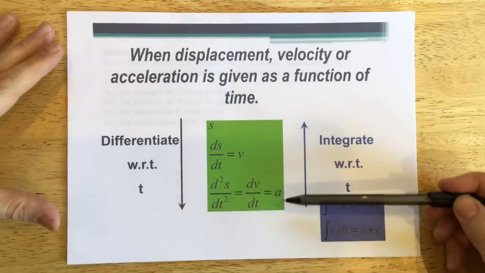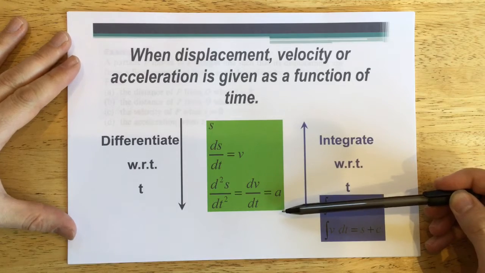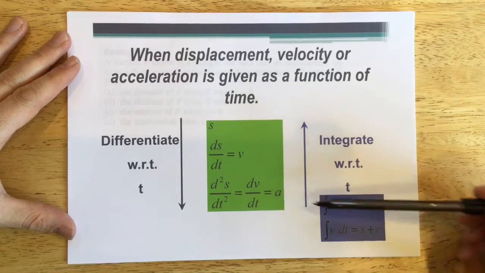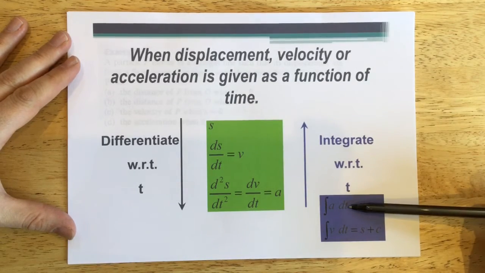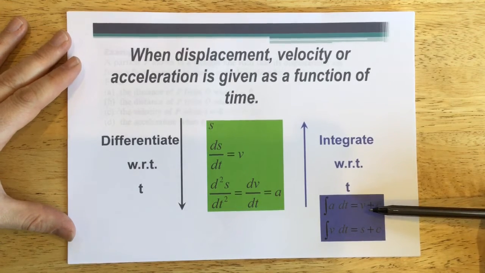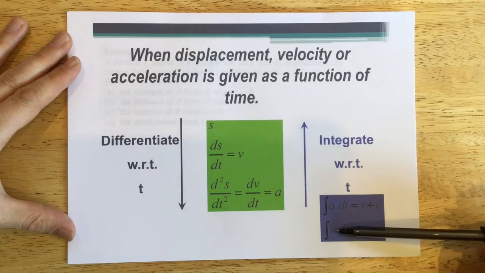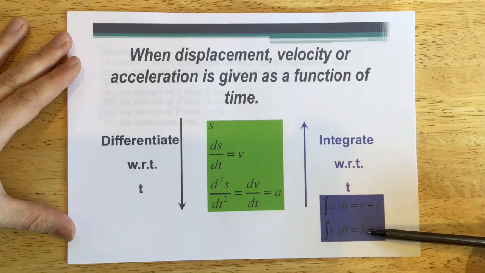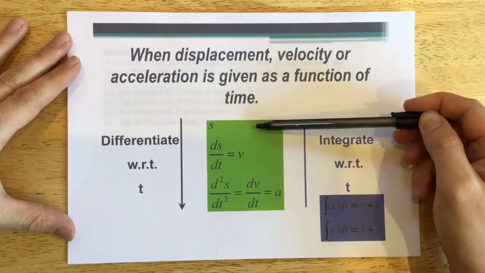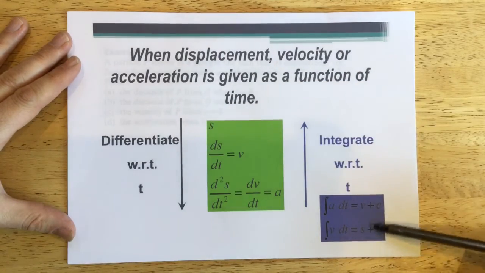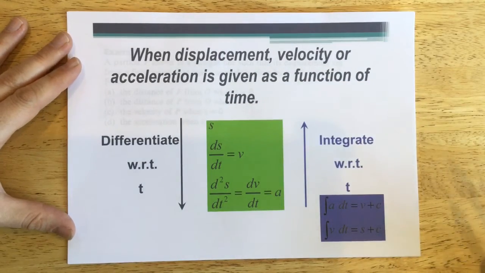On the other hand, if we start with acceleration and we want to find our velocity, then we're going to integrate acceleration with respect to time. And that'll give us our velocity. But also, because we're integrating, we're going to get a constant of integration here. And this is very, very important that we remember this when we're integrating. If we have velocity and we integrate it with respect to time, then we end up going back to displacement. But again, when we integrate, we get a constant of integration there.